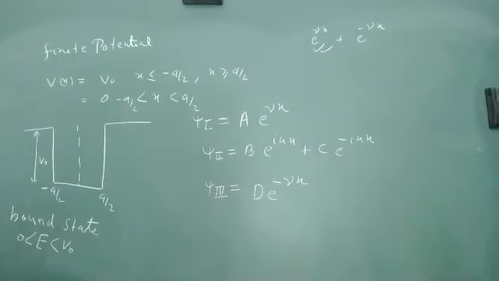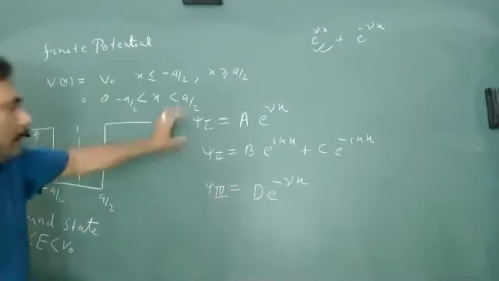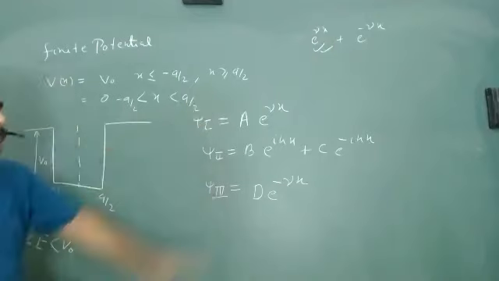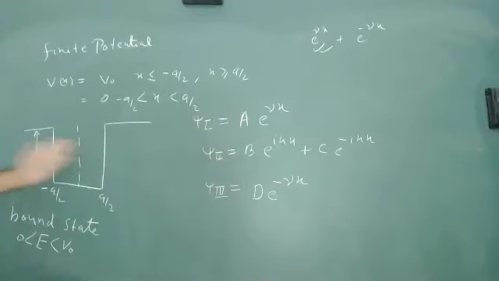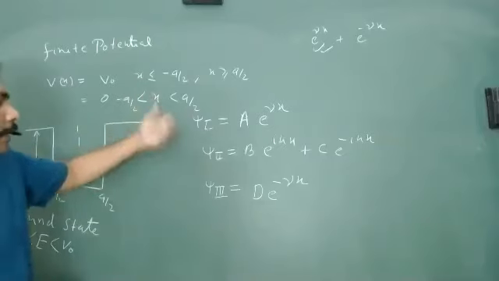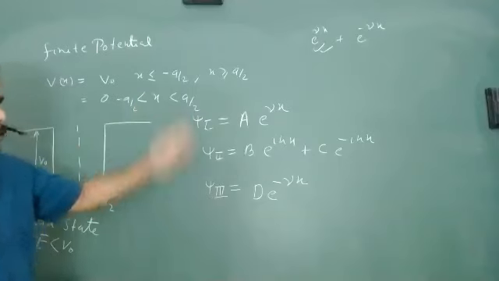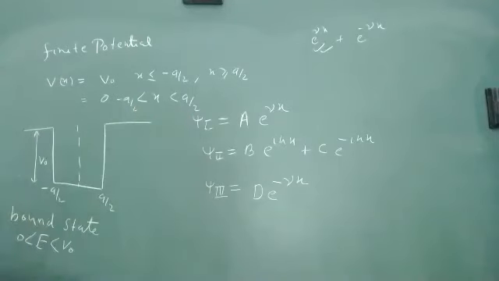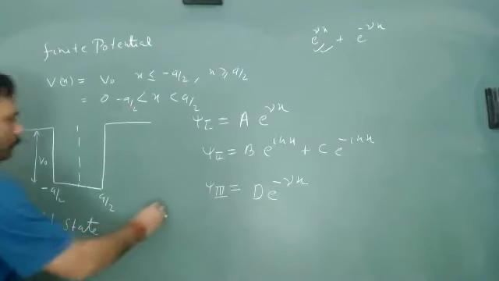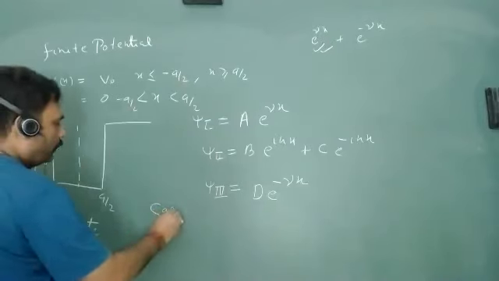So this is the solution. This is the first one, this is the second one, this is the third one. If you do not agree with this, try to solve the differential equation and you will get this answer. We solved this in the step potential, and with the same logic we are using it here. Now, again, our wave function must be even. So today we will just solve the case for even.